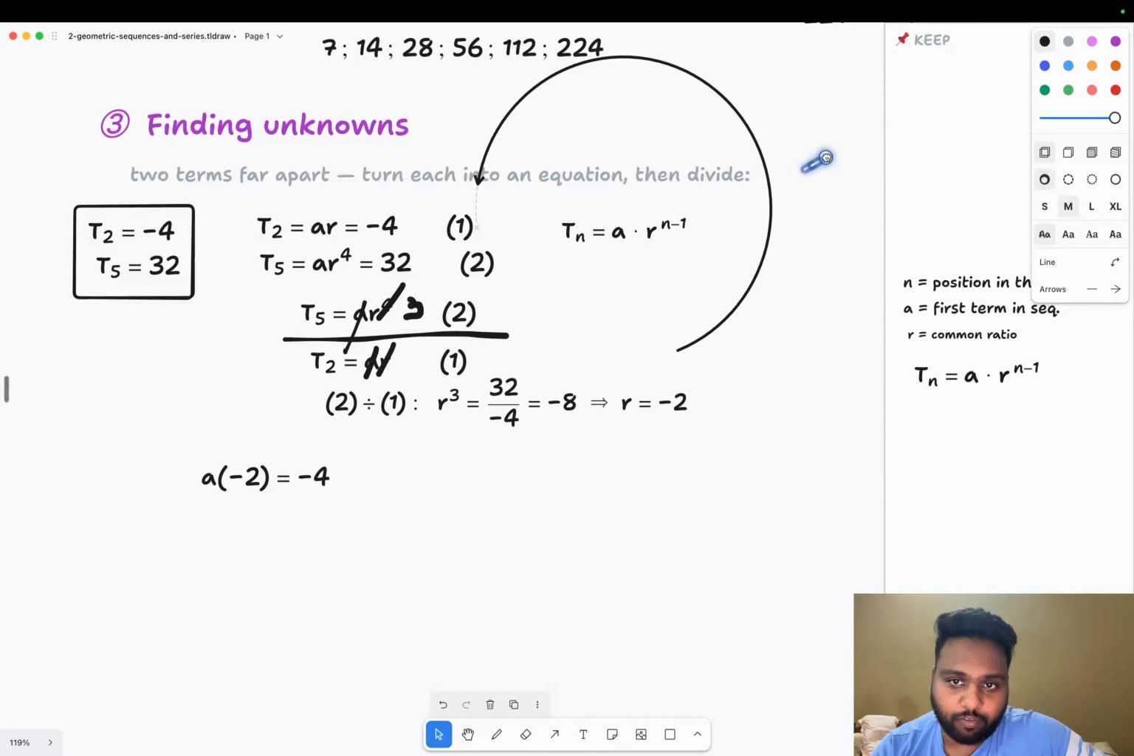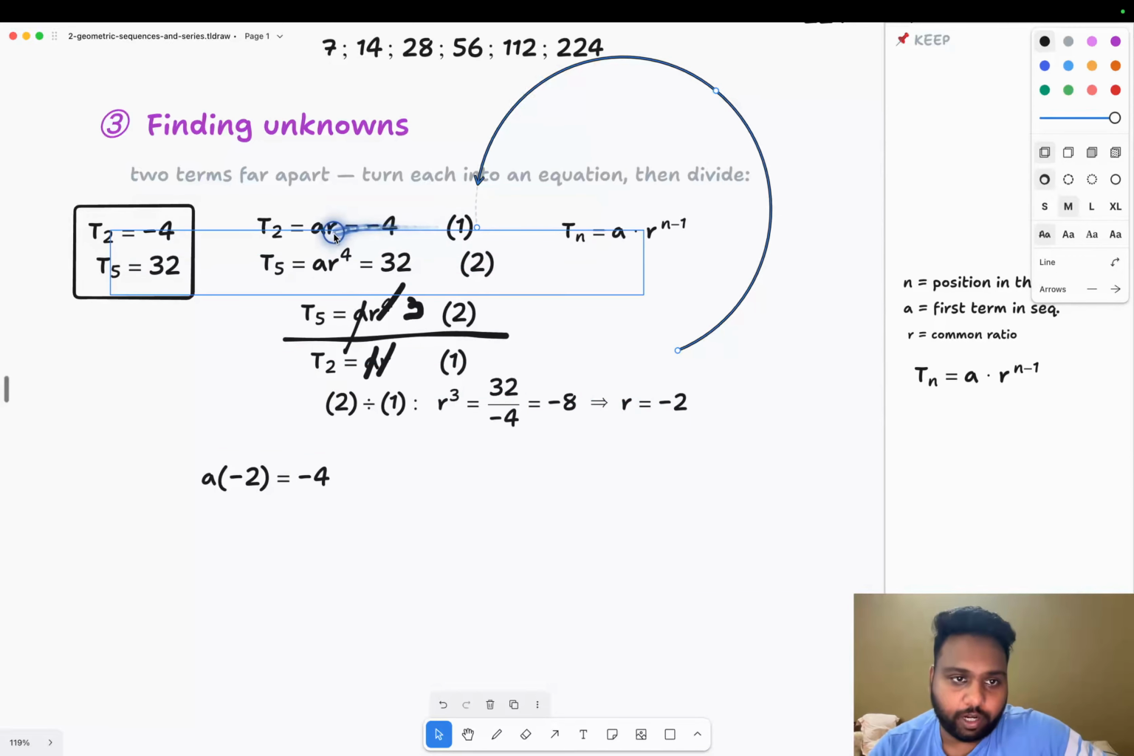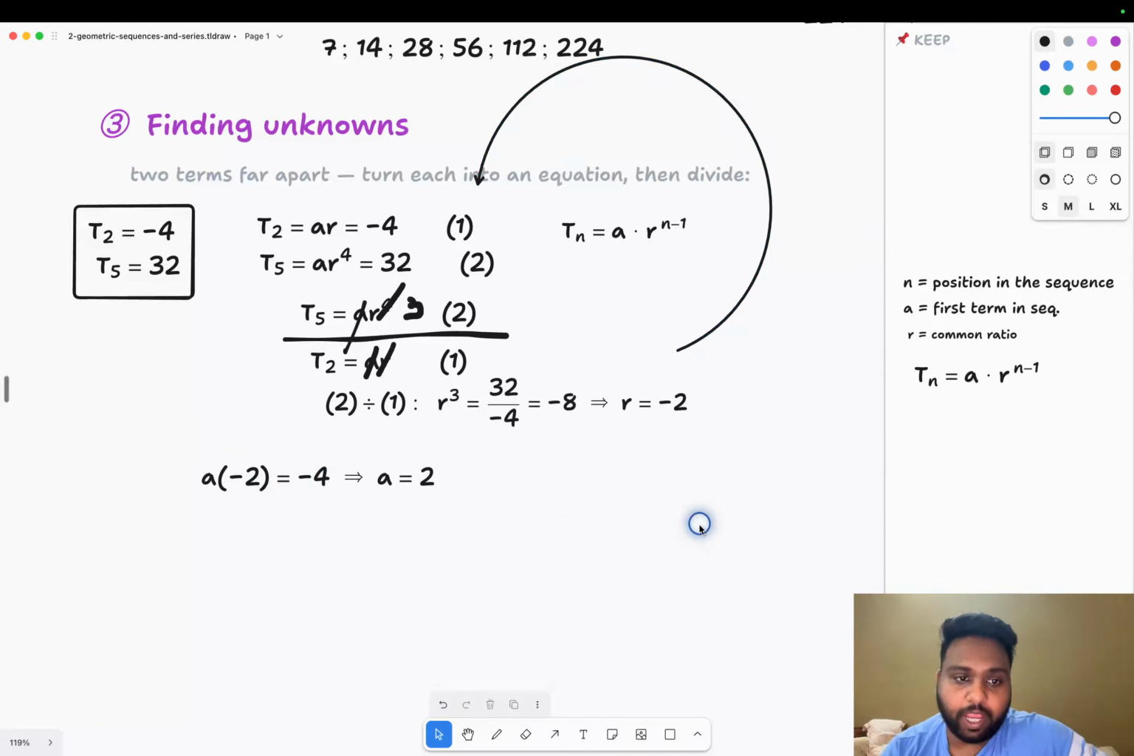We can substitute the value of r into equation 1, and then we will find the value of a. So a multiplied by minus 2 is equal to minus 4, which will give me a is equal to 2.